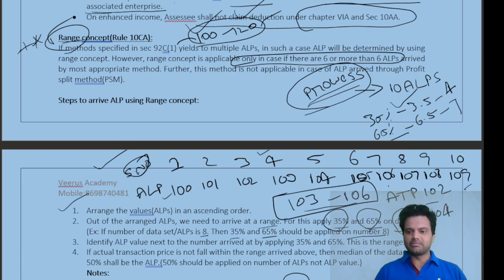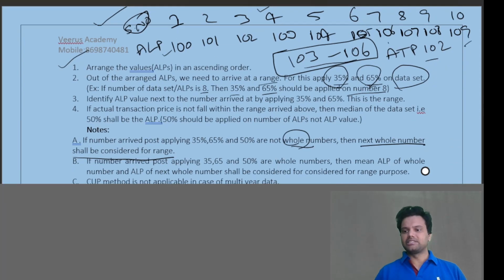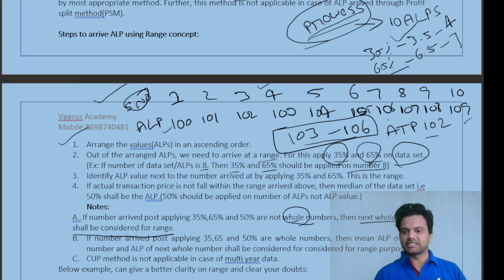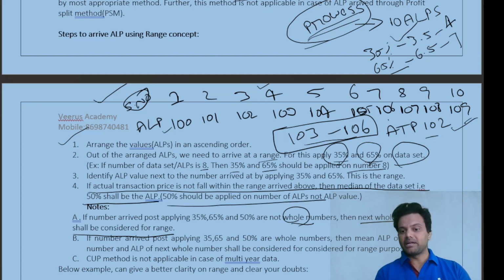So what if, for example, now I'm moving on, what if my transaction price is 102? My actual transaction price is 102, which is not falling within the range of 103 to 106. Now I need to go to the next step. Next step is what? If the actual transaction price does not fall within the range arrived above, then the median of the data set, 50%, shall be the ALP. 50% again should be applied on the number of ALPs, not value. Whatever 35, 65, 50, you need to apply on the data set, not on the ALP values.